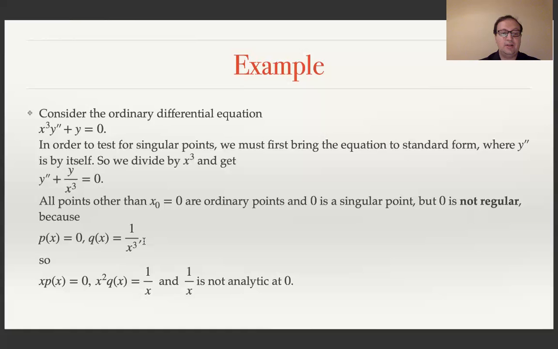However, let's now check whether it is a regular singular point. So x times p of x is x times 0, which is 0, which is an analytic function. On the other hand, x squared times q of x is x squared times 1 over x cubed, which is 1 over x. And 1 over x is still not an analytic function at 0, again, because it's not continuous at 0, it's not even defined at 0. And then this means that 0 is not a regular singular point.